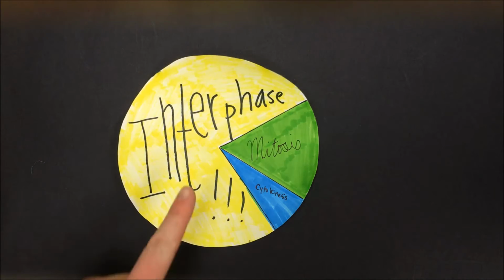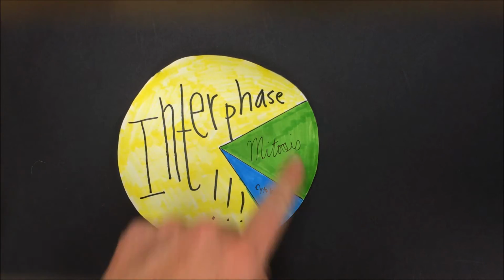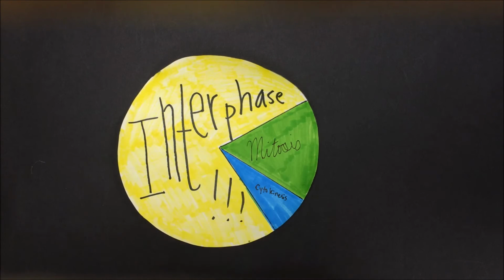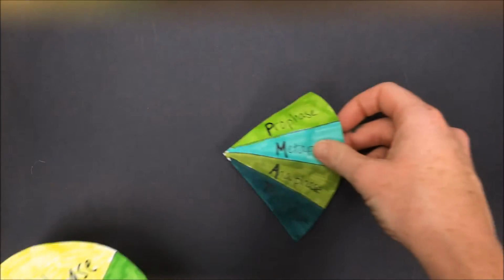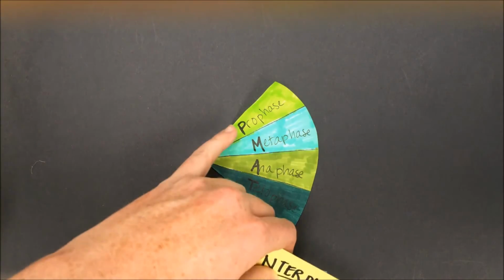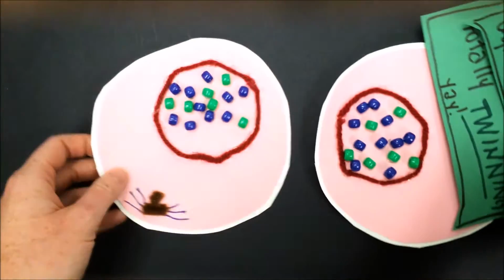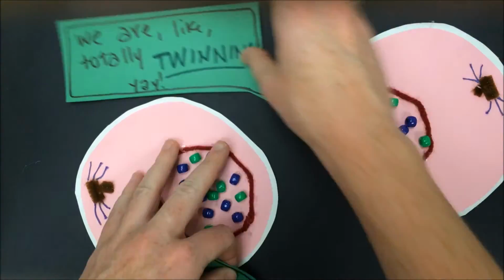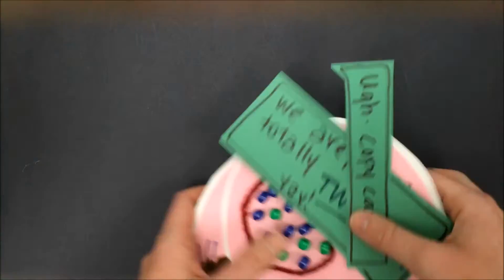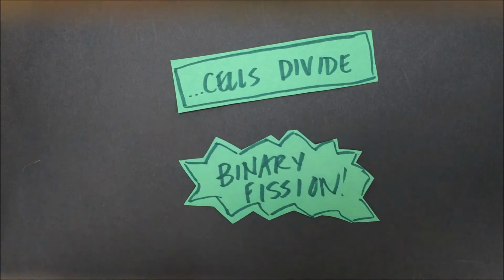So to recap, a cell's life cycle is mostly interphase, followed by a brief mitosis and an even briefer cytokinesis. Mitosis can be split into 4 main steps: prophase, metaphase, anaphase, and telophase. The result of this whole process is 2 identical cells. But mitosis is not the only way that cells can divide. There are other ways that cells can divide. One of these other ways is called binary fission.